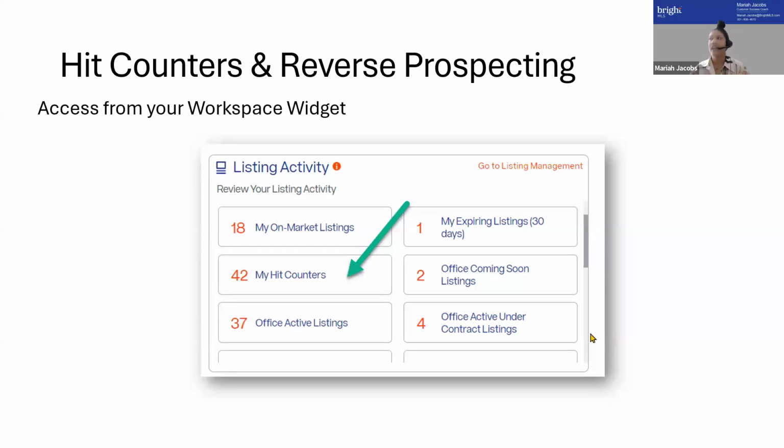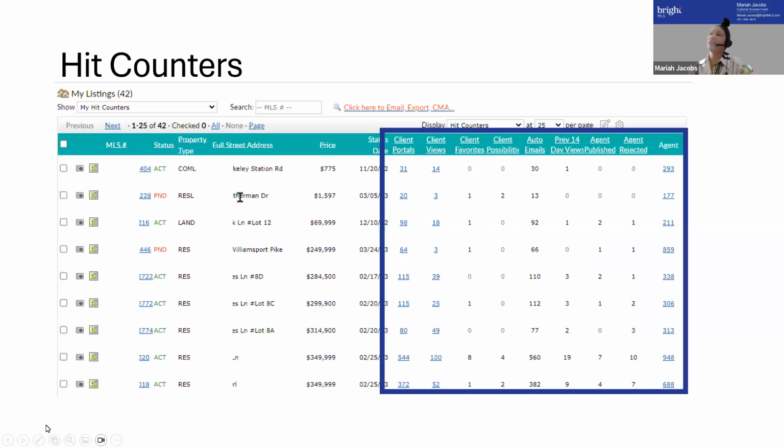So where exactly are hit counters and reverse prospecting located? Once you're signed into Bright MLS, you'll see this listing activity widget, and within that widget there should be an option that says My Hit Counters. Now, this is only available if you have active listings. You'll select My Hit Counters, and it will provide you the listing activity and interest level for all of the properties that you have on the market.